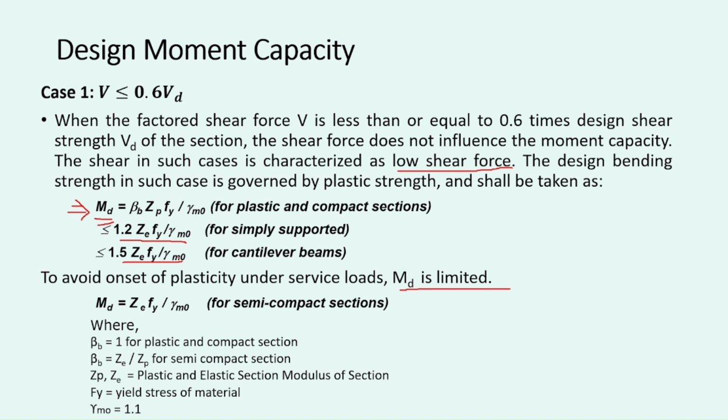Okay, and for the semi-compact sections, this Md is governed by the elastic section modulus, that is Ze. In the case of plastic and compact, it is governed by Zp, that is the plastic section modulus. So these are the formulas for calculating the design moment capacity, in the case when V is less than 0.6 of Vd. What is Vd? Vd is the design shear force. So first of all, we need to check whether it is low shear force or high shear force.